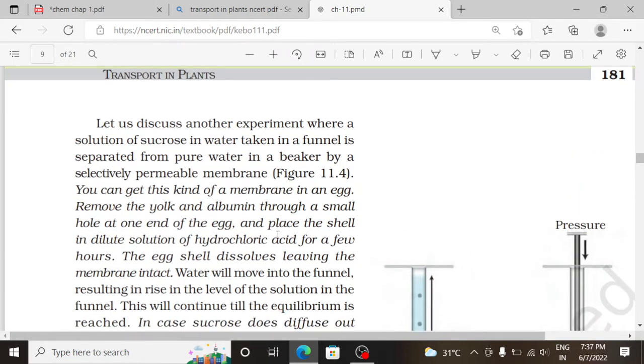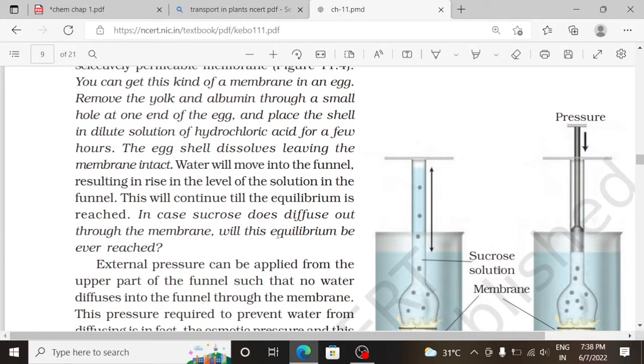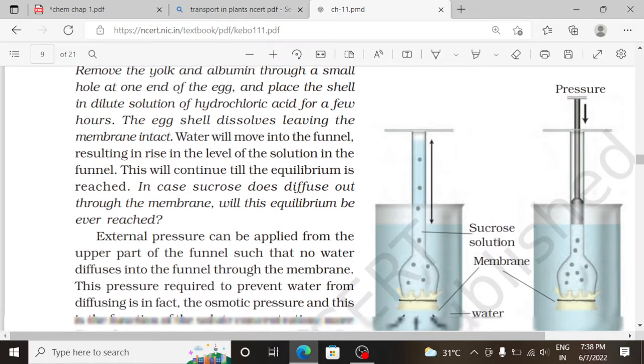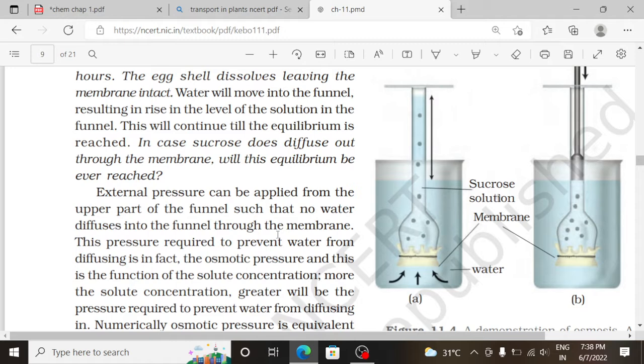Let us discuss another experiment where a solution of sucrose in water taken in a funnel is separated from pure water in a beaker by selectively permeable membrane. You can get this kind of a membrane in an egg. Remove the yolk and albumin through a small hole at one end of the egg and place the shell in dilute solution of hydrochloric acid for a few hours. The egg shell dissolves, leaving the membrane intact. Water will move into the funnel, resulting in rise in the level of solution in the funnel. This will continue till the equilibrium is reached.